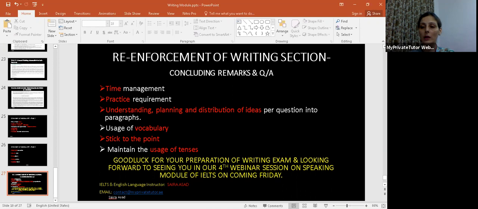Usage of vocabulary: you're going to focus on your vocabulary, spellings, and choices of words. Stick to the point, stick to the question, what they are asking. Usage of tenses: maintain the usage of tenses and the flow of communication with the comparison, present, future, past, but you should know you are using them correctly and making your write-up interesting.